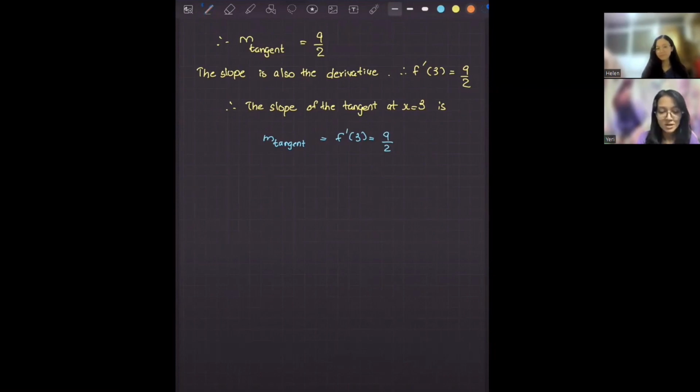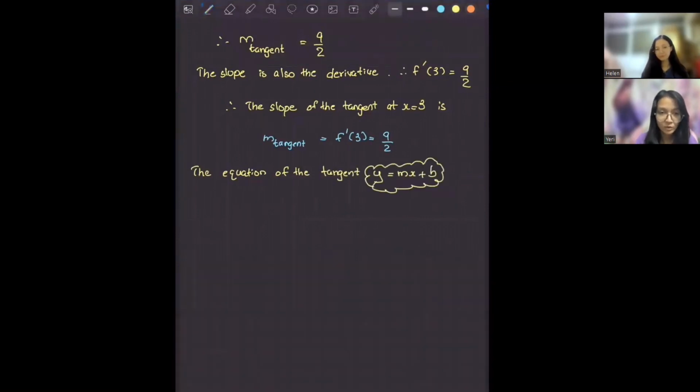Thank you, Helen. So from here, we can find out the equation of the tangent by substituting the value of m tangent in the formula y equal to mx plus b. So we can get y equal to 9 by 2 x plus b. So at point P (3, 9), we can also substitute the value of x and y. So we get 9 equal to 9 by 2 into 3 plus b. So 9 equal to 27 by 2 plus b.